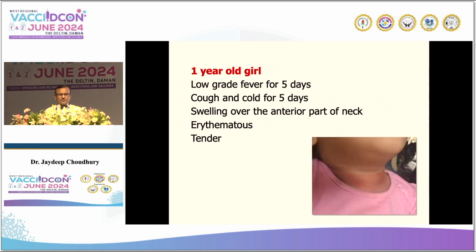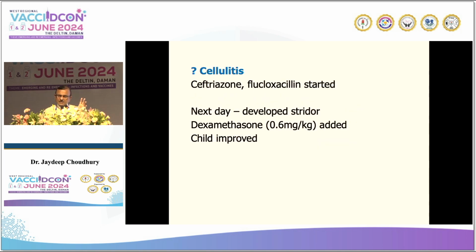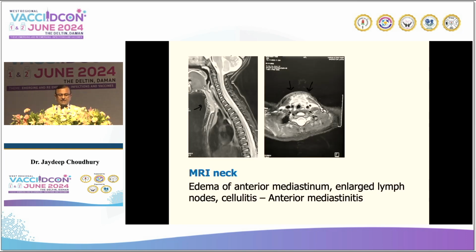Another child, a 1-year-old girl with low grade fever for 5 days, cough and cold. This child also had a swelling over the anterior part of the neck. You can see it is erythematous, and it was very tender. So initially it was thought to be a cellulitis. So ceftriaxone and flucloxacillin were started. Next day the child developed stridor. So dexamethasone was added and the child improved.